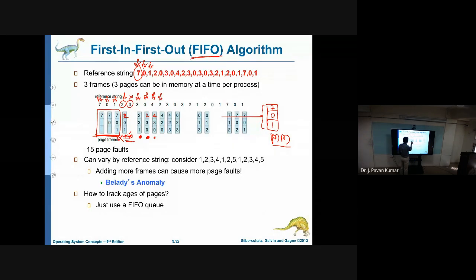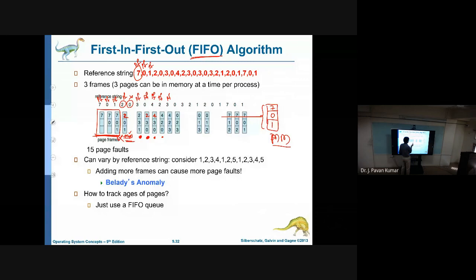So we will be selecting 3. Why? Because 3 is the one out of these 4, 3, 0, which we have brought first. So that will be swapped out. Then 4, 2, 0 will be the main memory content. Next, 3 we want. Again page fault. Next, 4, 2, 3.